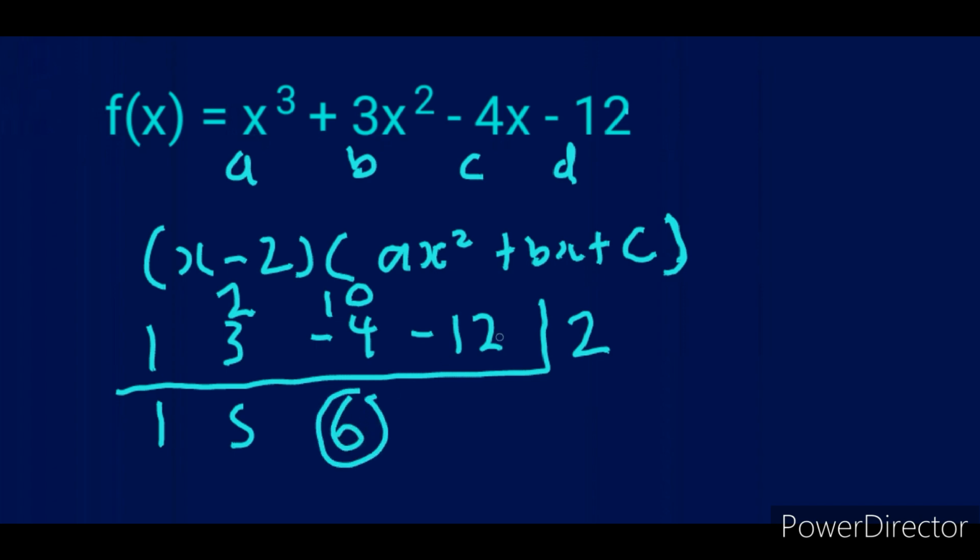You just say 6 times 2. 6 times 2 is 12, so you'll put the answer on top. And then you'll add this as well. So then this is going to give you 0.